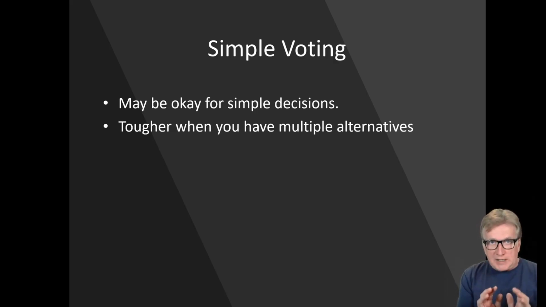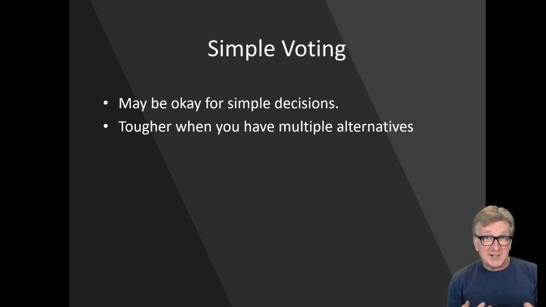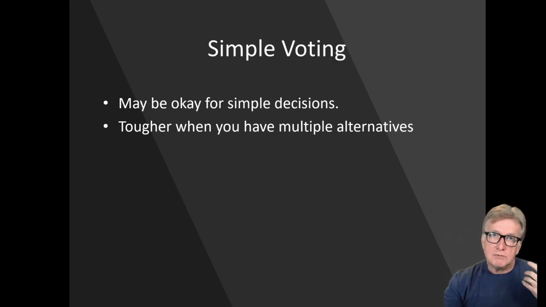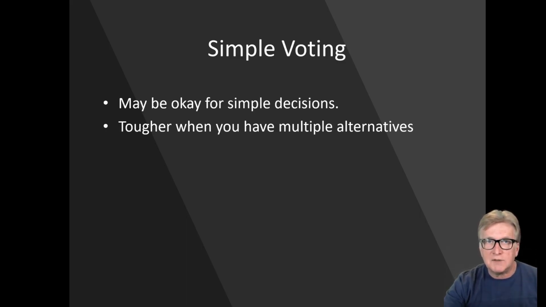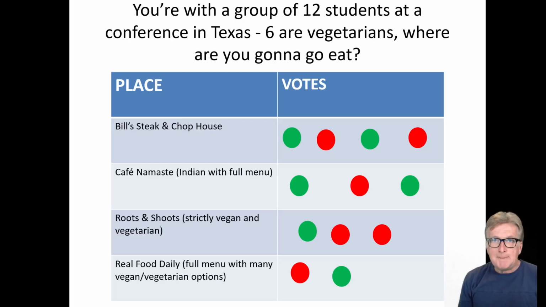So simple voting, if I'm choosing between 2 different alternatives, if I've got a team, if I have a selection committee, if I have a board of directors, a simple vote may be perfectly adequate, but it is tougher when you have multiple alternatives. So don't forget about the idea of simple voting, but there's some degree of limited utility. It can also be difficult if you've got some complexity in the choices that you're making.